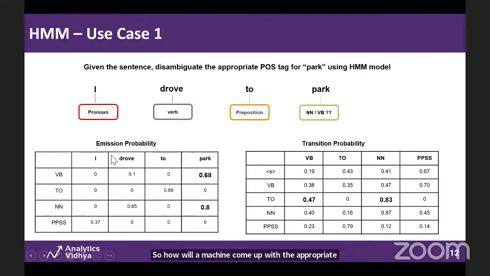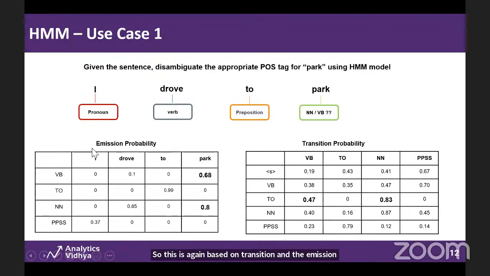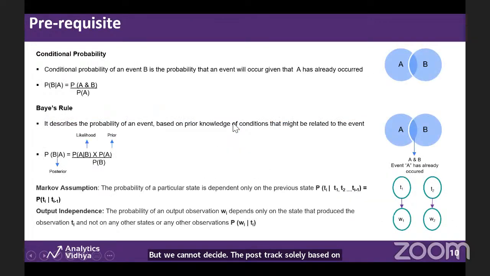So this is again based on transition and emission probability. If you look at this emission probability, it essentially says the probability of the word park belonging to verb is 68%, and the probability of the word park belonging to noun is 80%. So if you solely look at this table, the word park belonging to noun has higher probability as compared to verb. But we cannot decide the POS tag solely based on emission probability because it is also dependent on the previous state, which we saw here, which is also the assumption of Markov chains.